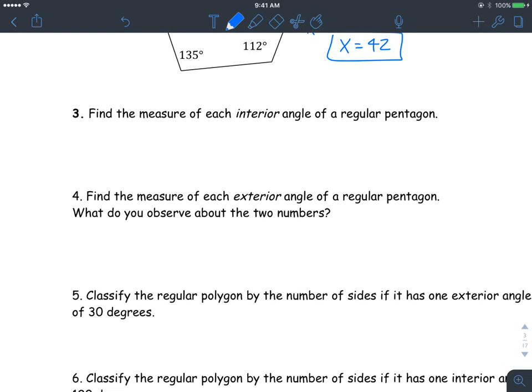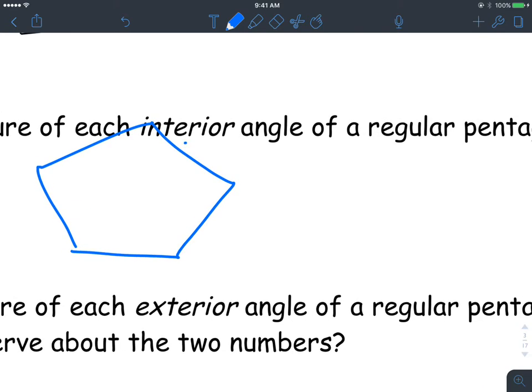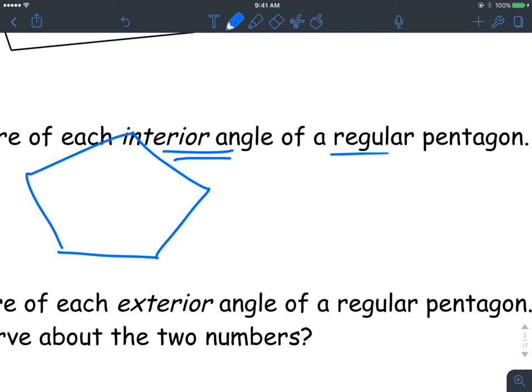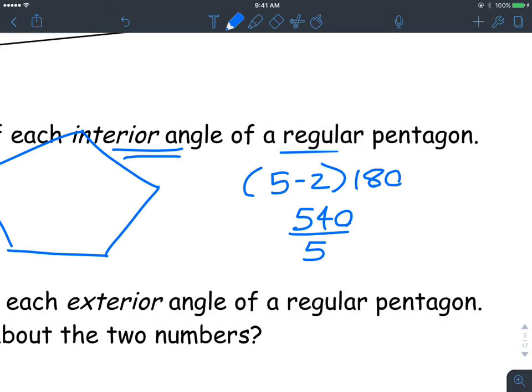All right, what do we got here? Find the measure of each interior angle of a regular pentagon. So a 5-sided figure, and if you want to draw a picture that helps you out, you can do that. Each interior angle of a regular pentagon, so that means all angles are the same, so we can find each individual one. We'll do 5 minus 2 for a pentagon, and then times 180. That's just 3 times 180, so I think that's 540. Then you're going to take 540 and divide it by the number of sides you have, and that'll get us 108.